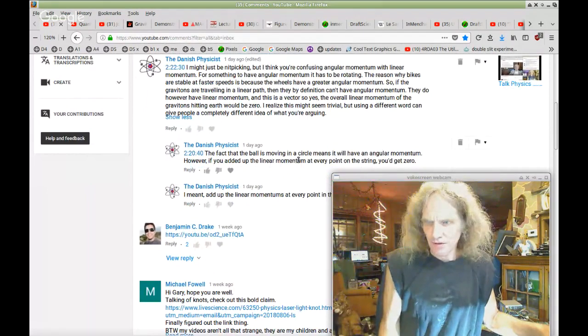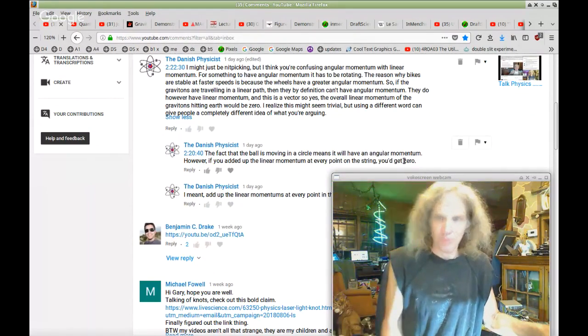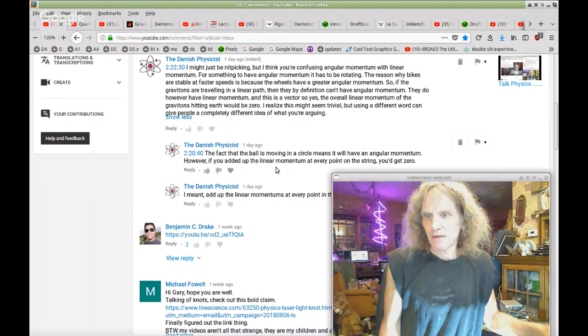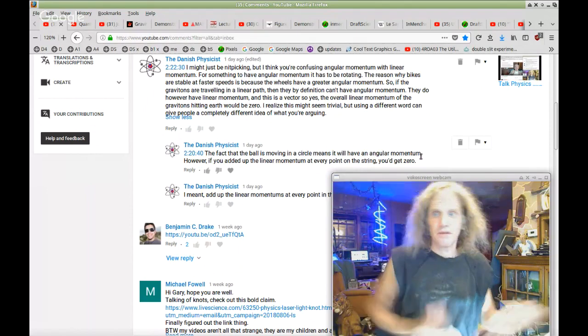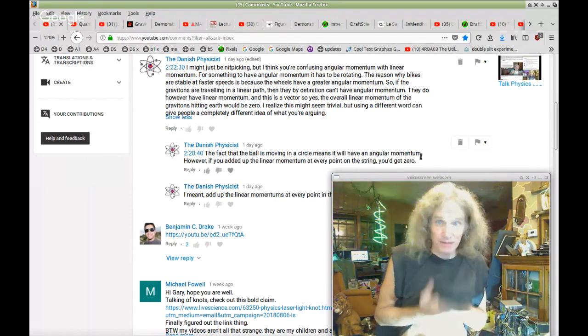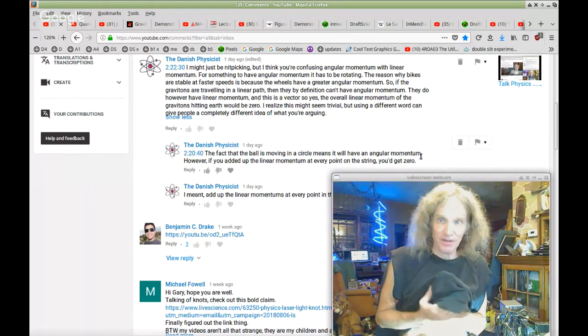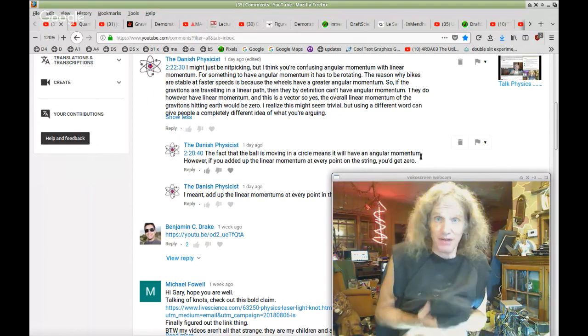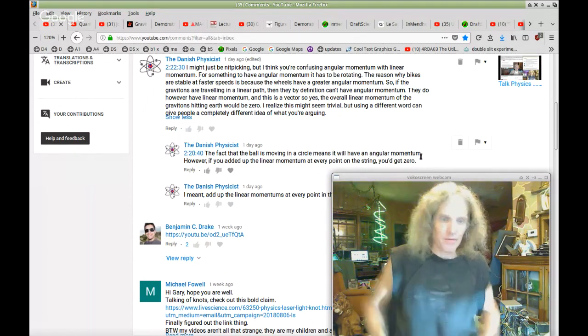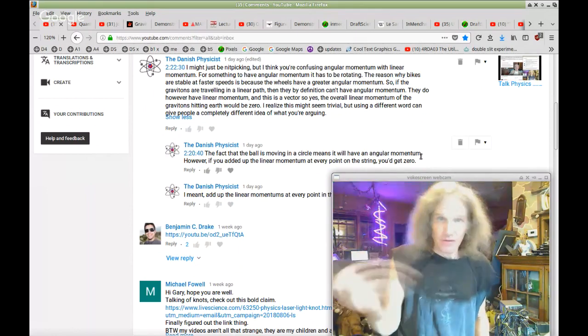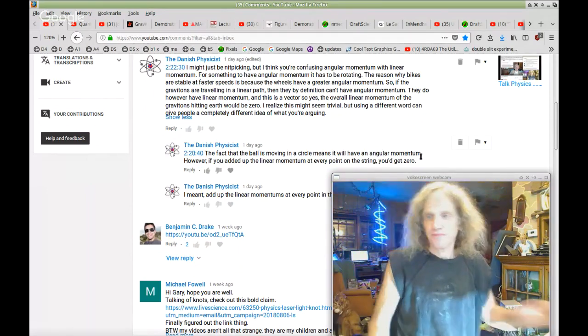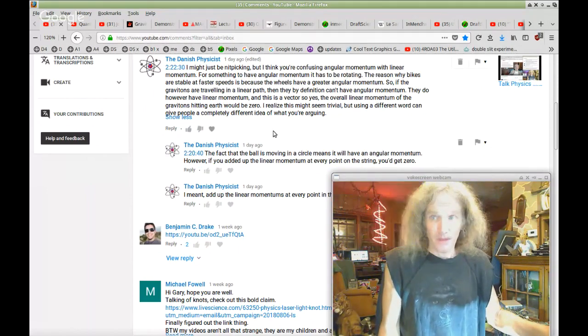The fact that the ball is moving in a circle means it will have an angular momentum. So you're conceding my point. However, if you added up the linear momentum at every point in the string, you'd get zero. Well, no, at every point you're going to get a different one. The net product is zero. Yeah, but at every point there's a deficit or an asset in certain directions. It's giving back momentum in other directions. It's giving and taking. It goes forward, then it goes backwards.